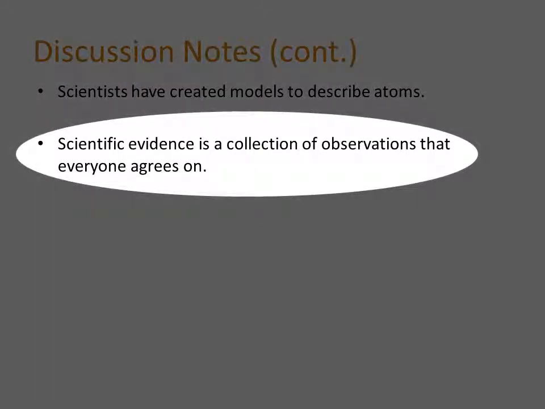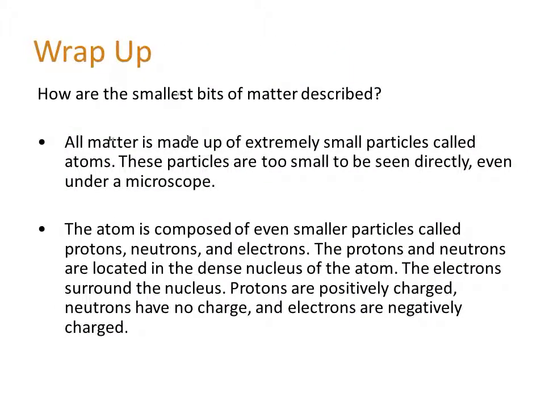Scientific evidence is a collection of observations that everyone agrees on. When a model is supported by a lot of scientific evidence, it is usually accepted by the scientific community. As new evidence is gathered, scientific models are refined and changed. This is what science is all about, a continual process of gathering new knowledge to improve our understanding of the world. The models of the atom you have studied in today's lesson are useful to our thinking about atoms and elements. Later in the unit, you will learn about additional evidence that has led to further revisions of the atomic model. Let's wrap up this lesson.